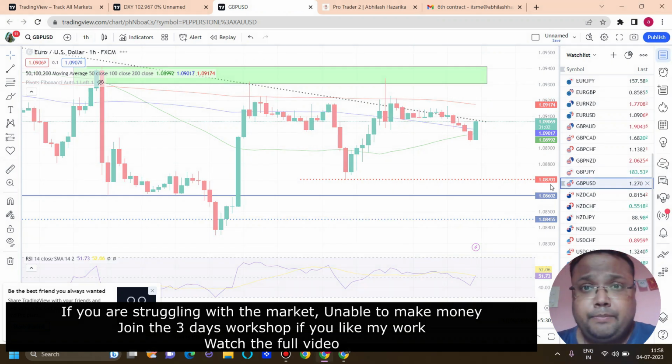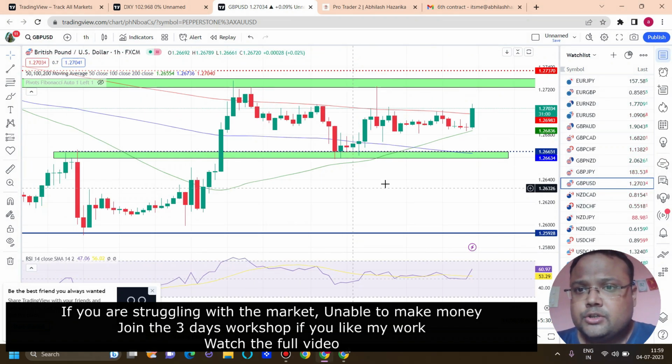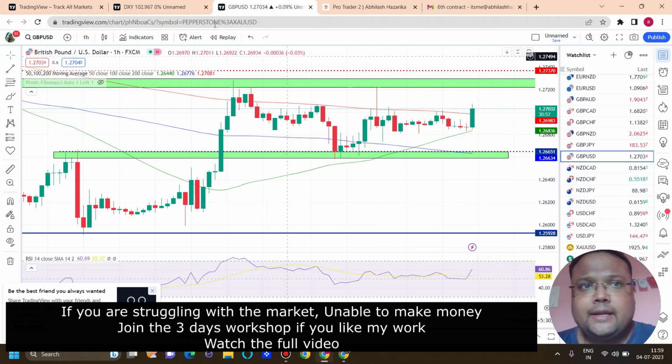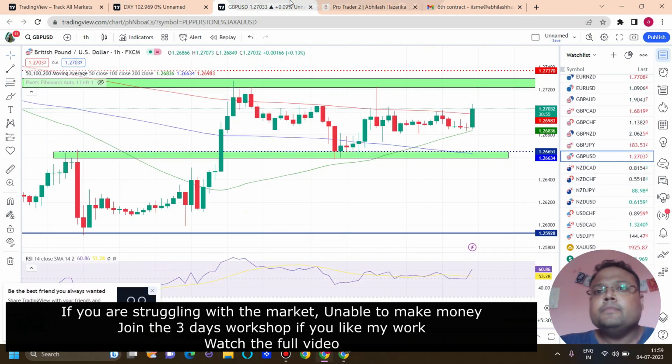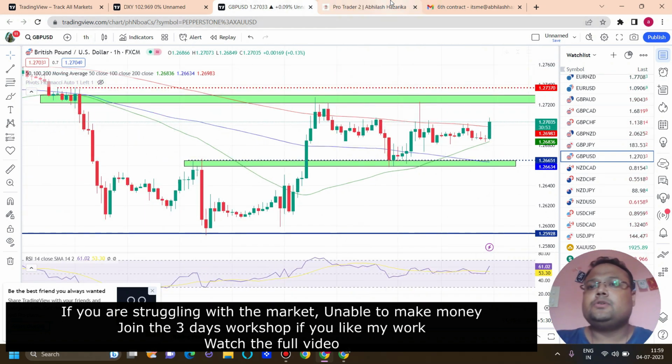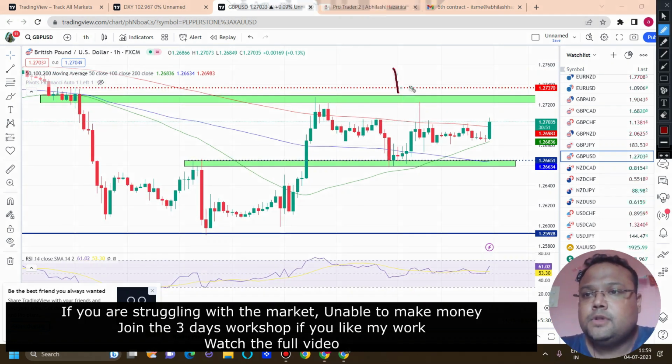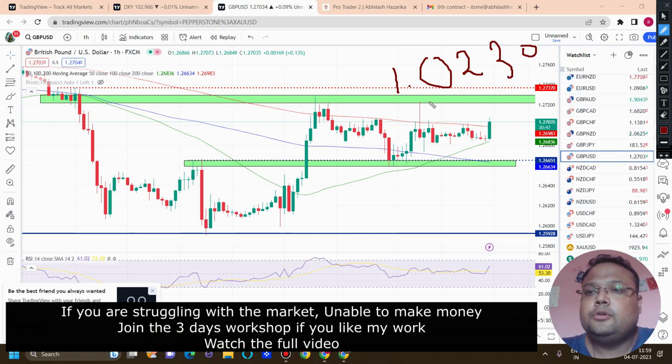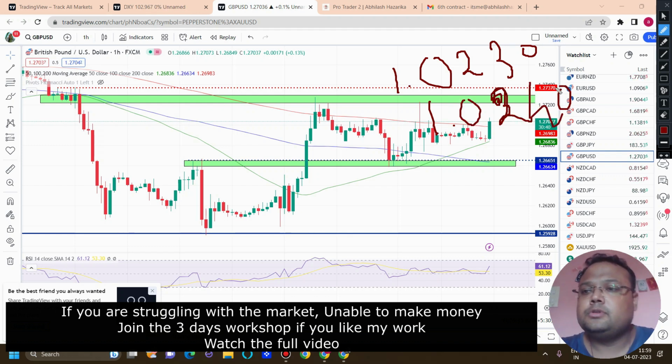On the other hand, GBP USD. GBP USD has also formed a big green candle because of the red candle here. My dear friends, in GBP USD also we have a range: 1.0230 to 1.0240. This is the resistance on the chart of GBP USD. You can also consider 1.0220 as well.